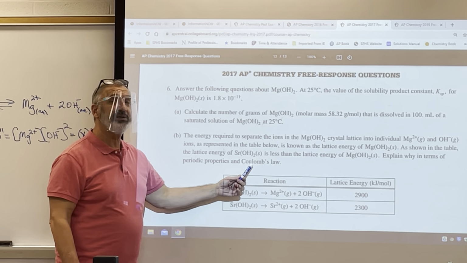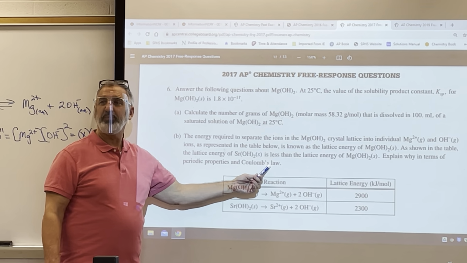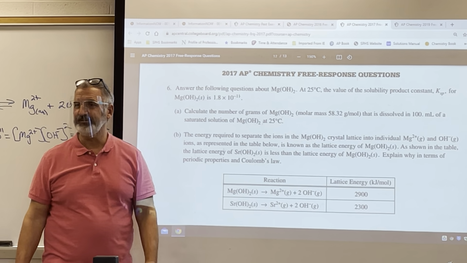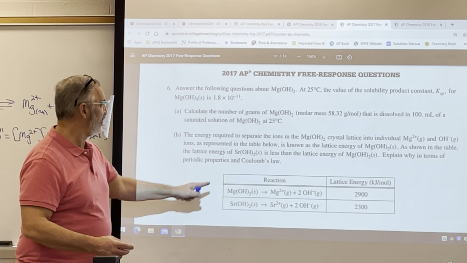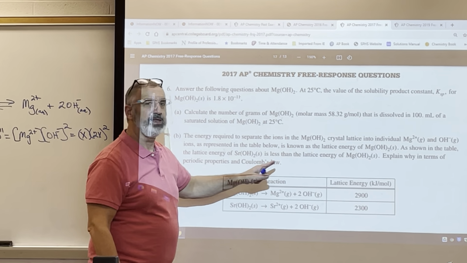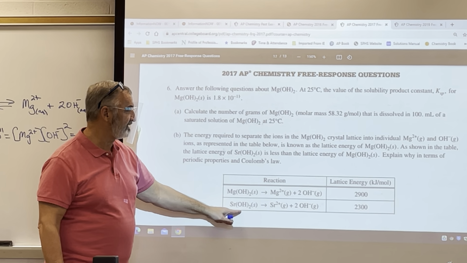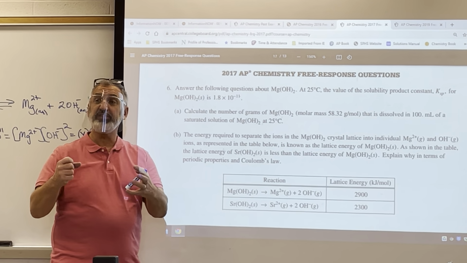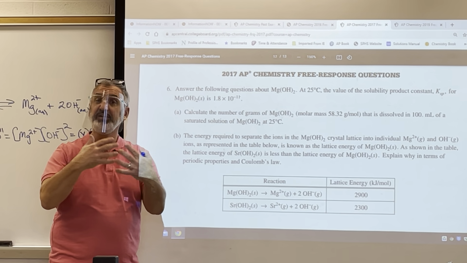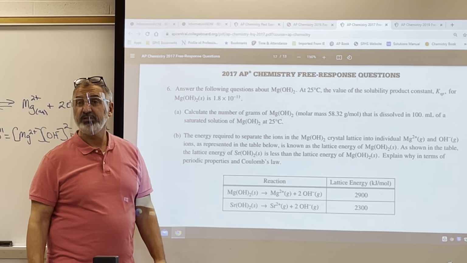Explain in terms of properties, and they even give you the clue, Coulomb's law. What are the two factors in Coulomb's law? Size and product of the charges. What do we know about product of the charges? It's the same. So why is strontium's less? It's bigger. Because it's bigger, the ions are farther apart. They're less tightly held. It takes less energy to break one apart. Okay?